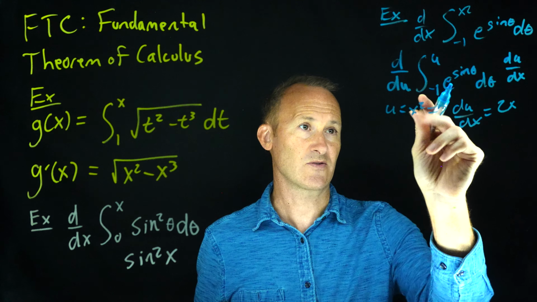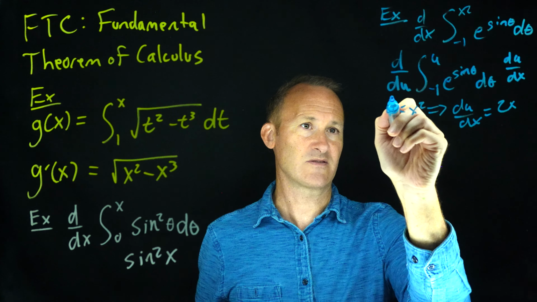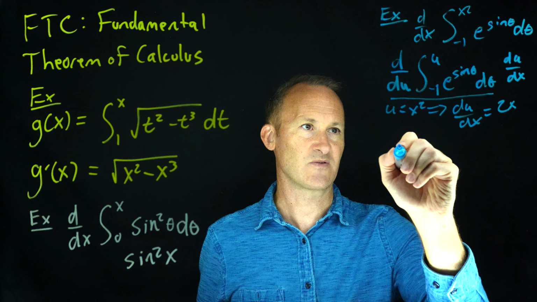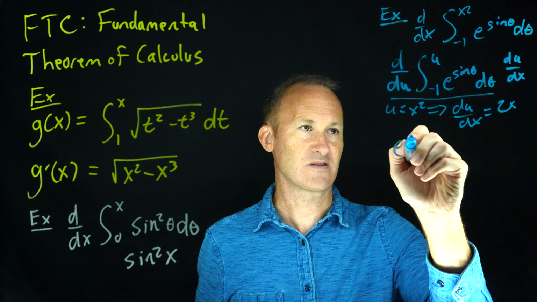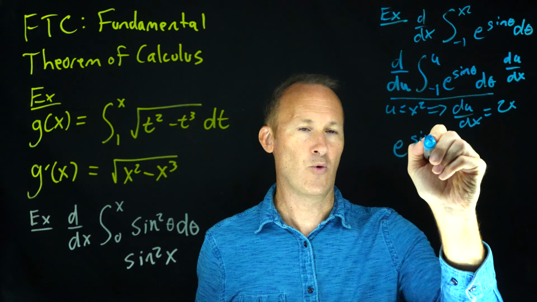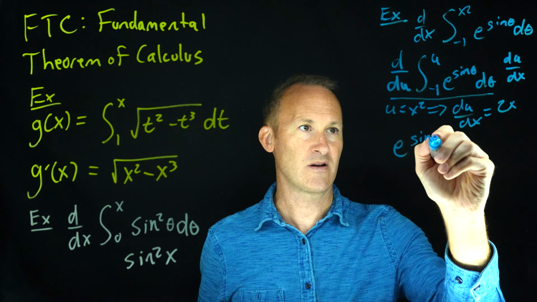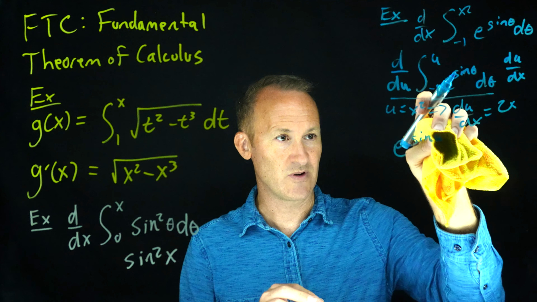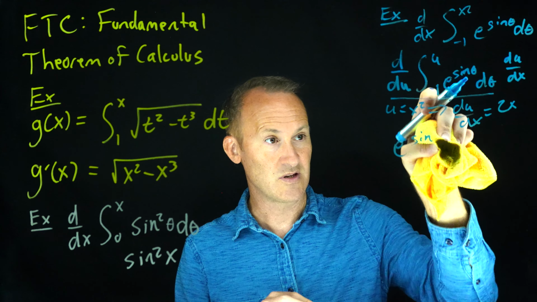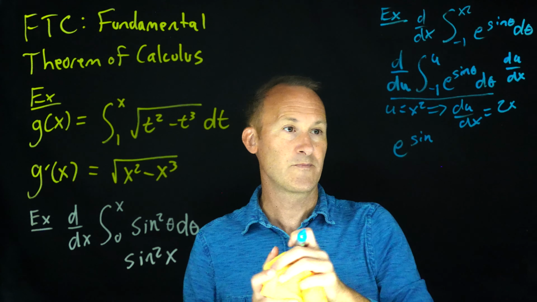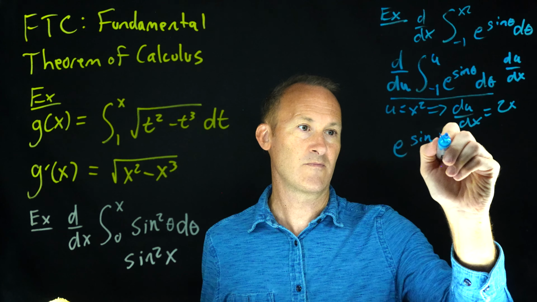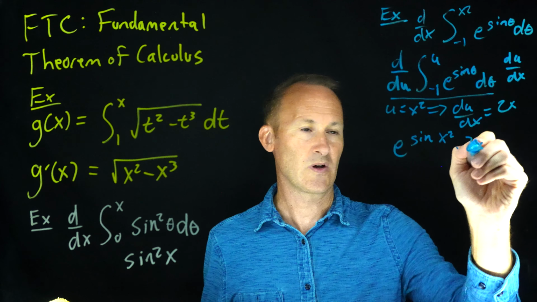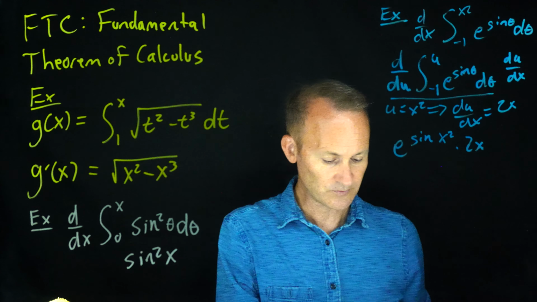Okay, so the final answer here, now if you look at just this first part of it, now it's in terms of u, it's e to the sine u. Well, what's u? Remember, u is x squared. So we don't want to write u, you could, but we want everything in terms of x, because the problem is written in terms of x. And so it's e to the sine of x squared, and then times 2x. Okay, that's the correct answer.